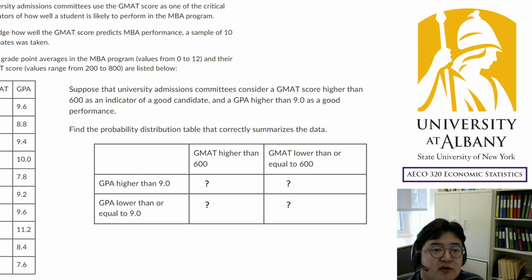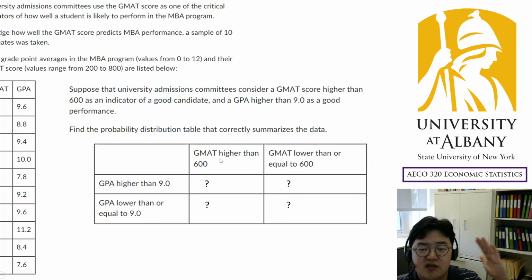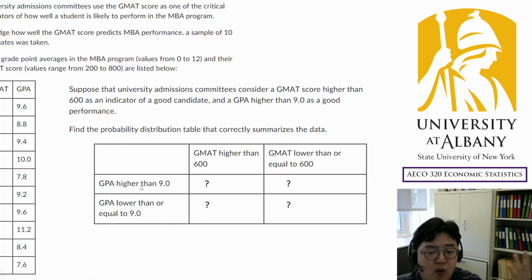Okay, next question. Oh, this is a more complicated question. It's about GMAT and GPA data. Given the simple data, we would like to fill this probability distribution table. We would like to summarize the data into a 2x2 probability distribution table by hand, unfortunately. It's also pretty easy. We are going to classify GMAT as higher than 600 or not, and GPA as higher than 9 or not.